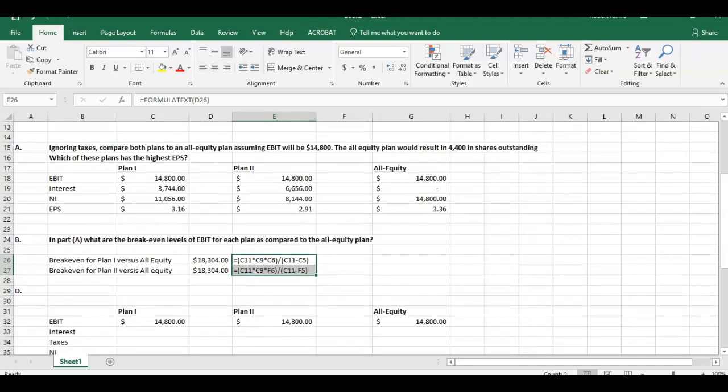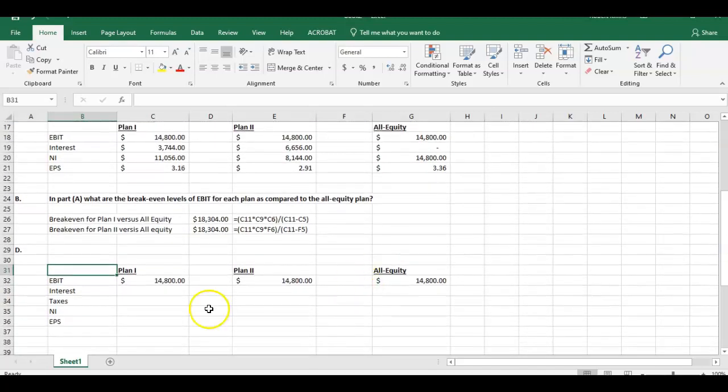If we go down, I'm going to skip question C here. This is ignoring taxes. When will EPS be identical for plans one and two? It's going to be similar to what we just did here. No worries to do that. We'll get down to part D now, and part D asks, repeat parts A, B, and C, assuming that the corporate tax rate is 21%. Are the break-even levels of EBIT different from before?